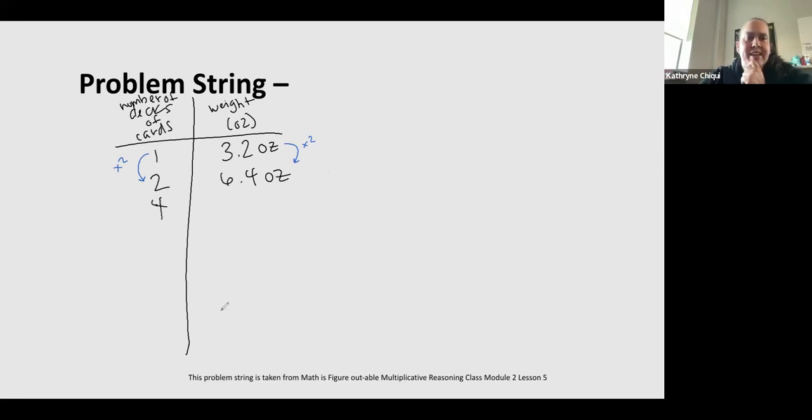What happens if I have 4 decks of cards? How much weight is that going to be? All right, type your answer in the chat, please.